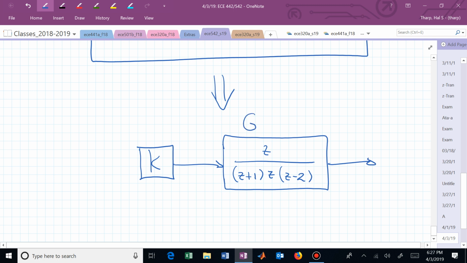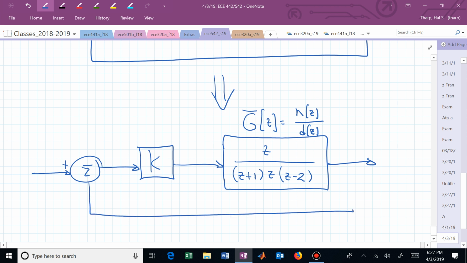So this is now our G bar of Z, and we'll just collect the numerator and denominator together from whatever pieces we need, so that now when I start talking about root locus sketching, I've already done this. I've now put all of my numerator factors and pole factors together and just extracted the constant that I'm going to be varying. In this case, it's the K, from 0 to infinity.